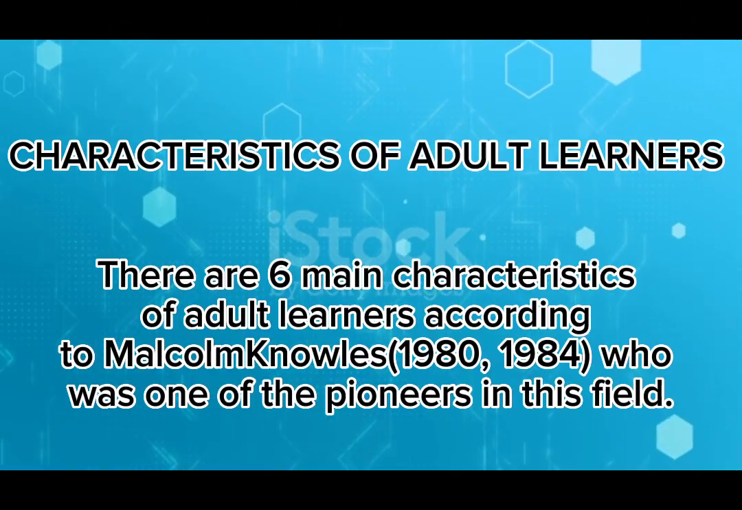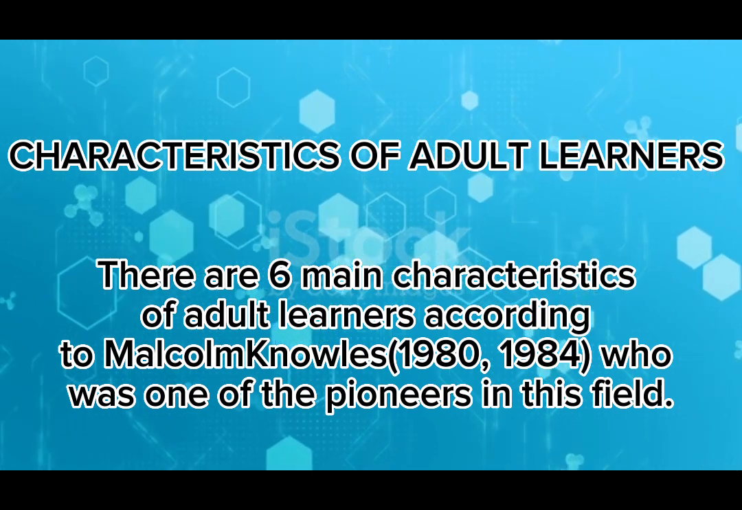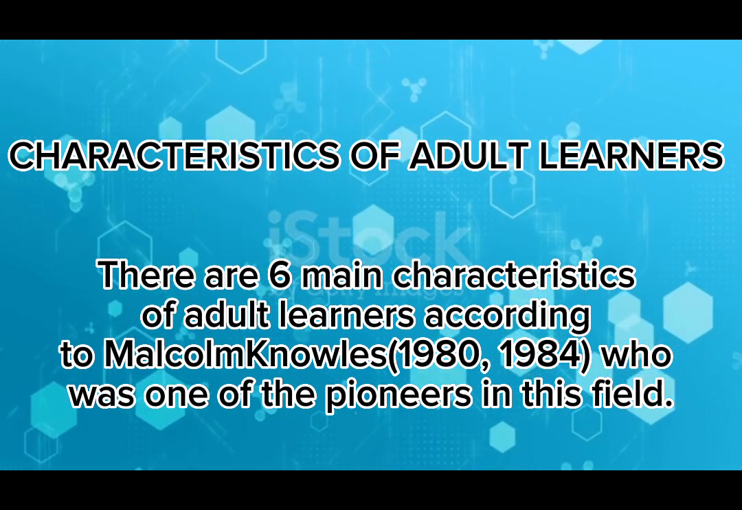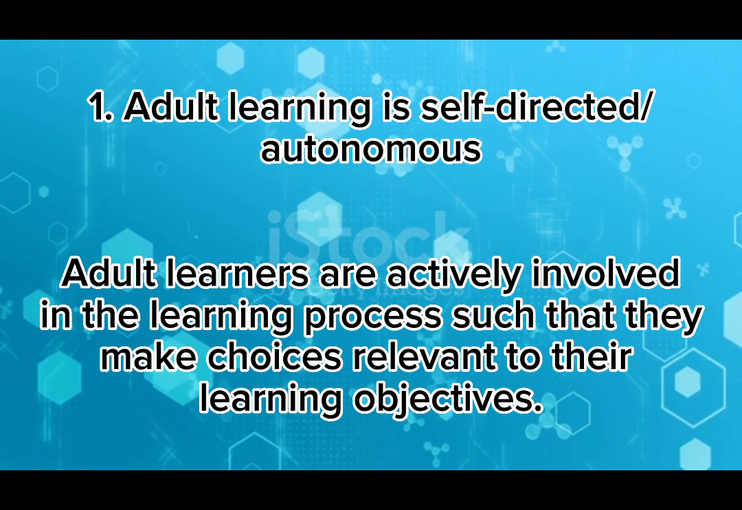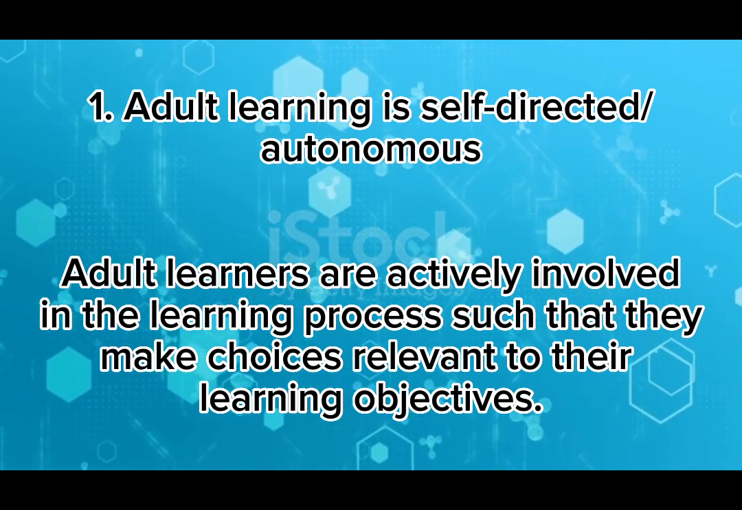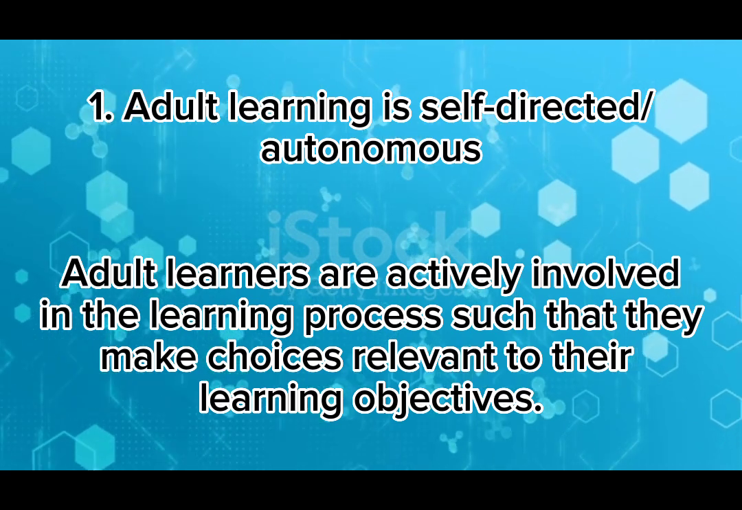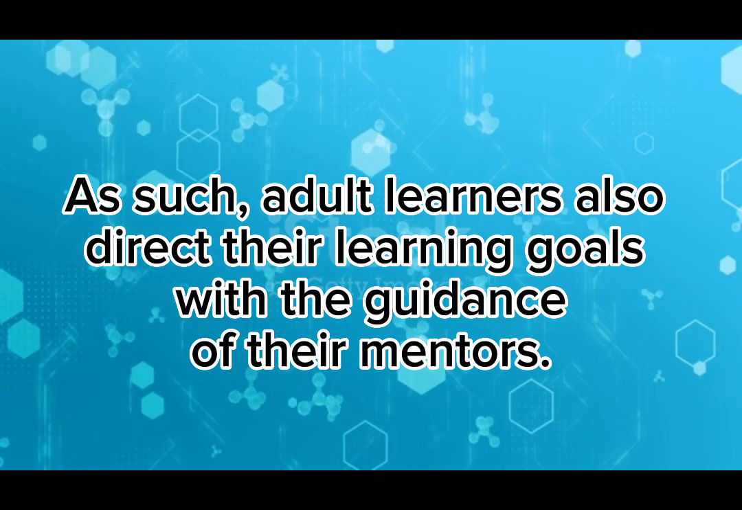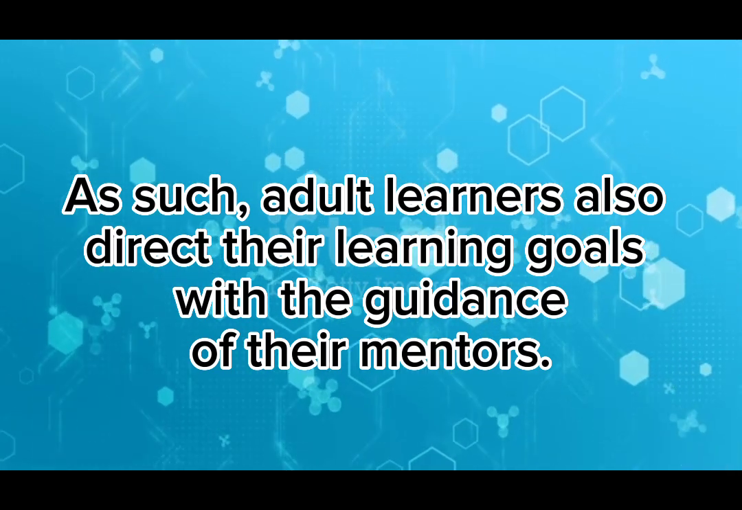Characteristics of adult learners. There are 6 main characteristics of adult learners according to Malcolm Knowles 1984, who was one of the pioneers in this field. 1. Adult learning is self-directed, autonomous. Adult learners are actively involved in the learning process such that they make choices relevant to their learning objectives. As such, adult learners also direct their learning goals with the guidance of their mentors.